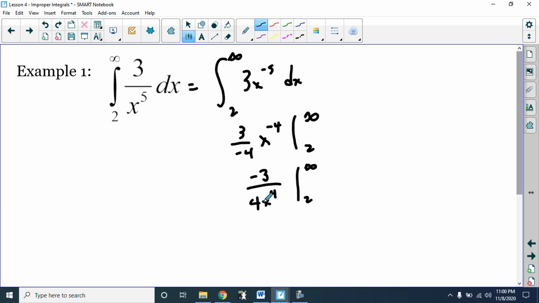So plug in infinity. We can't really actually plug in infinity. So we're going to do the limit as x approaches infinity of negative 3 over 4x to the 4th minus plug in 2. 2 is a number, so we don't have to worry about the limit as x approaches it. 2 to the 4th is 16.